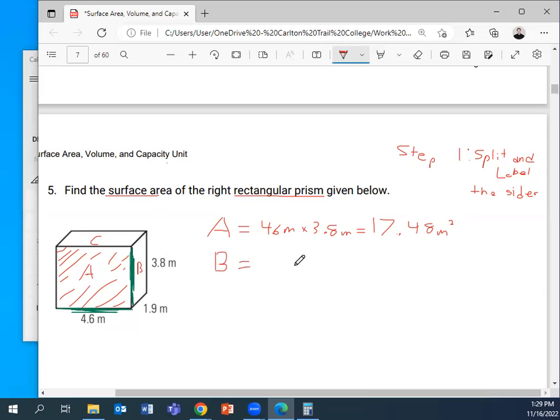What 2 numbers am I multiplying here? 3.8 and 1.9, right? Because those are the 2 sides that relate to the shape. So 3.8 meters times 1.9 meters is going to give me, you betcha, 7.22 meters squared.